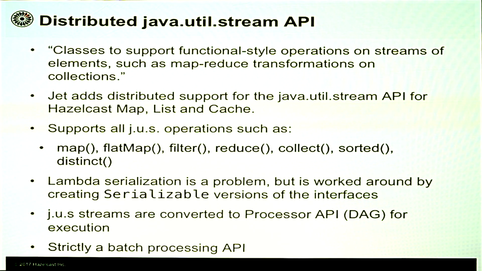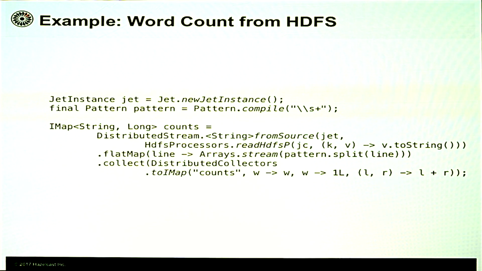In addition to that, we implemented it for Hadoop as well. If you have data on HDFS, we can convert that into a Java 8 distributed stream, so you use the same Java 8 map and flat map operations on top of that. So your source doesn't have to be Hazelcast. We took care of the serialization by creating serializable versions of the interfaces. Internally, of course, it's converted to a DAG, and it's strictly for batching. Like I said, you can do it from HDFS as well.